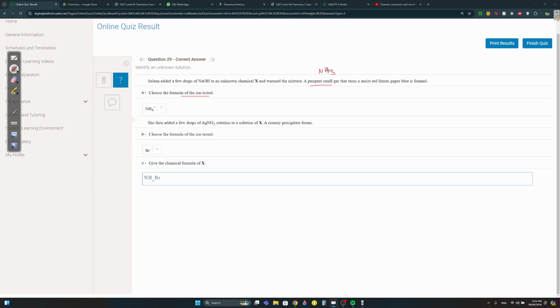To get ammonia, you have either NH4 or NO3 minus. What's the difference? For this one you just add NaOH. For this one you add NaOH and aluminium. Did they say anything about aluminium? No. So you choose NH4. That's why this is X.